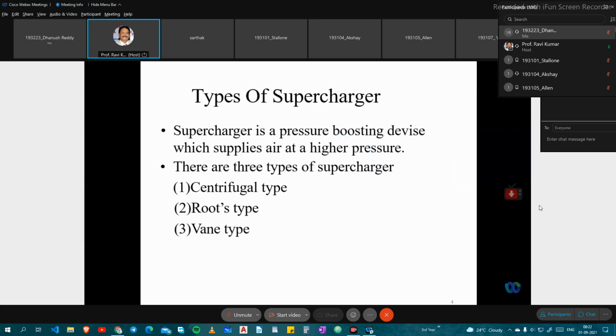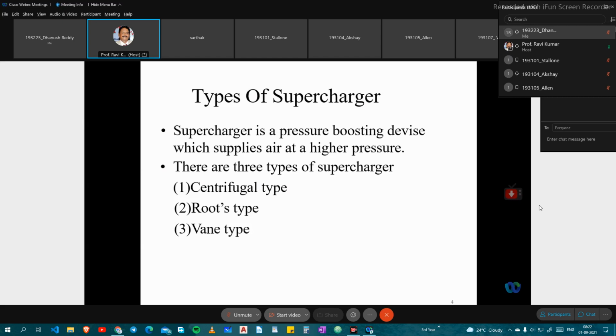And we're going to see the different types of superchargers. A supercharger is a pressure boosting device which supplies the air at a higher pressure. There are three types of superchargers: the centrifugal type, the roots type, and the vane type. These are blowers: centrifugal blower, roots blower, and vane blower. They are additionally connected to the inlet manifold of an engine.